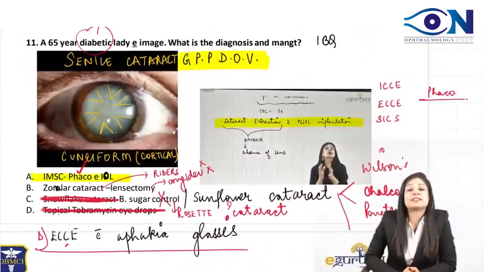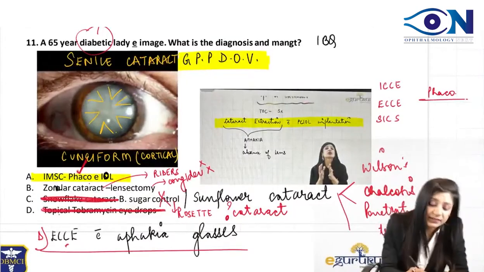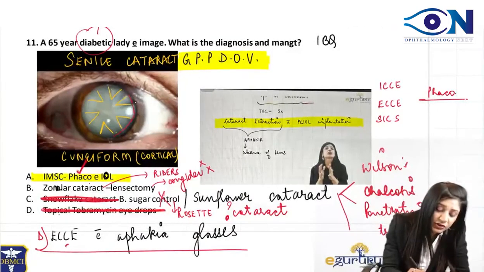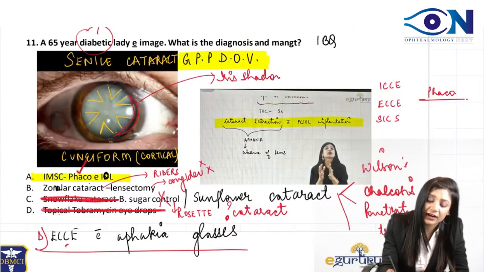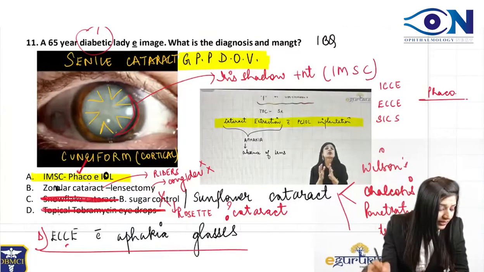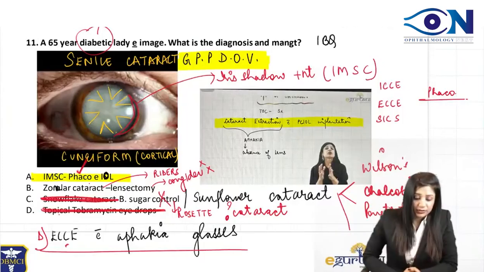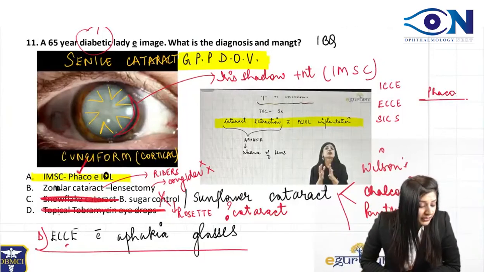It's an immature senile cataract, because you can see this iris shadow, this crescent shape shadow is there. So this is the iris shadow, and because iris shadow is present, therefore it will be a case of immature senile cataract. So I think the best answer will be the immature senile cataract with phacoemulsification.